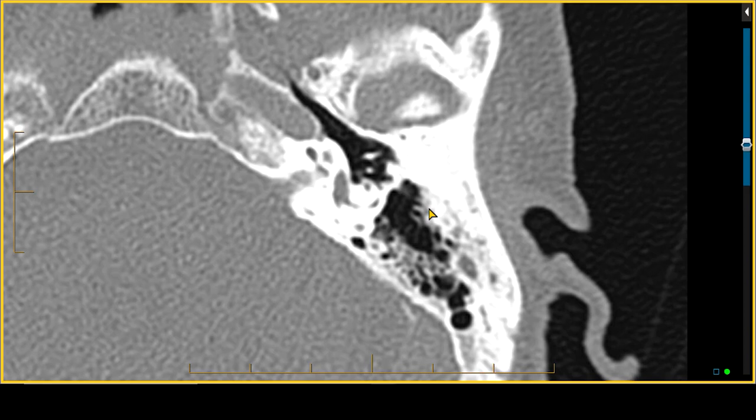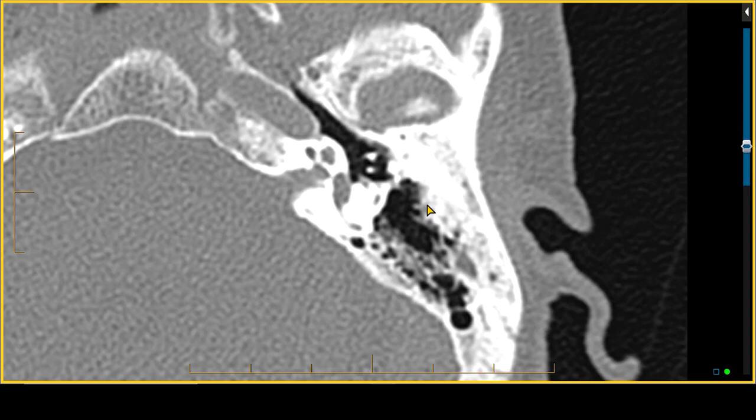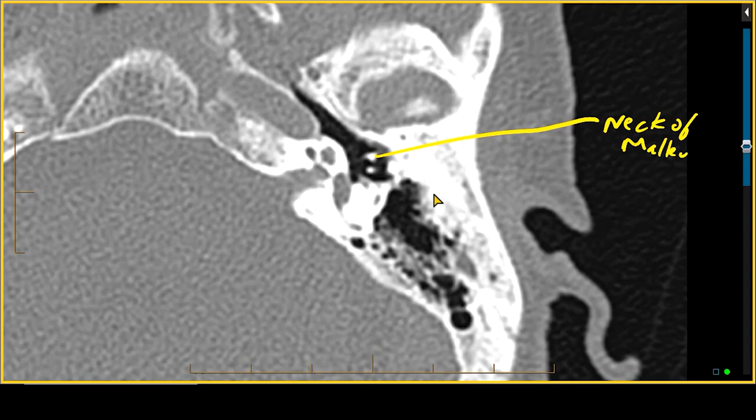So as we go further inferiorly, I want to point out this section. On this section, we see two dots. The first dot is the neck of the malleus, and the second dot is the long process of the incus. So we saw with the ice cream cone the short process of the incus. This is the long process of the incus. And you should see these two dots on every case. If you're not seeing them, then there's potentially congenital absence of the middle ear ossicles.